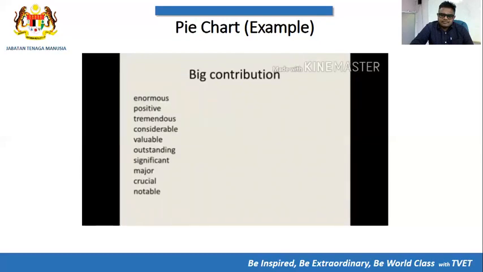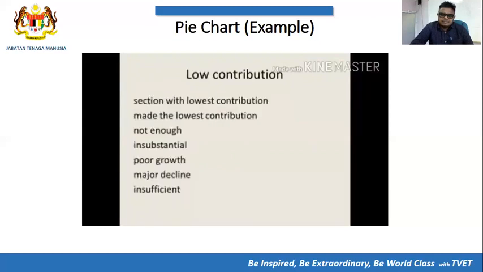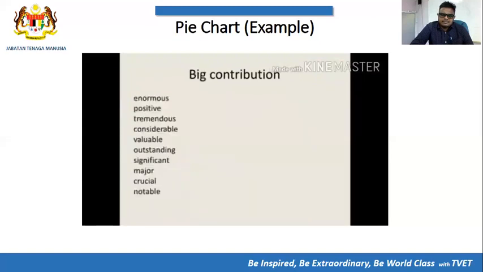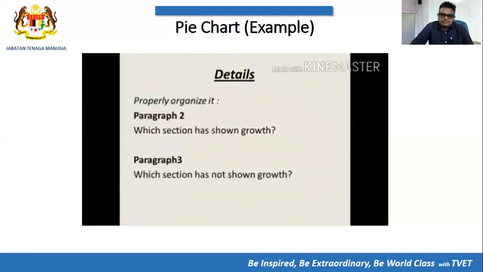Dear students, here again we have a few more vocabulary words which have been prepared for you all, and these vocabulary words are used for the word big contribution. As we can write in the above paragraph, when we are mentioning the growth sectors of the pie chart, we can use different words like enormous sectors, positive sectors, tremendous sectors, considerable sectors. In this way, you can write the different types of vocabulary words which I have prepared for you all. So these words are very important, dear students. You need to prepare these words thoroughly.